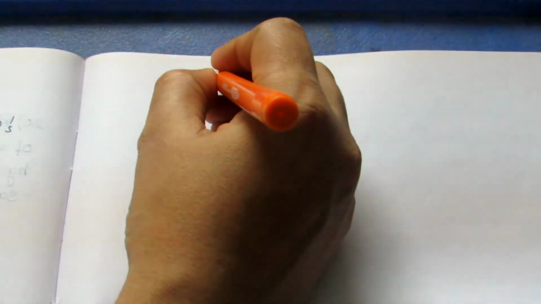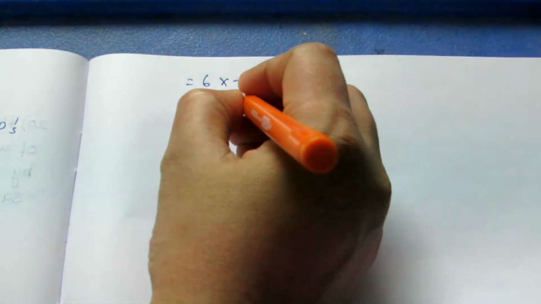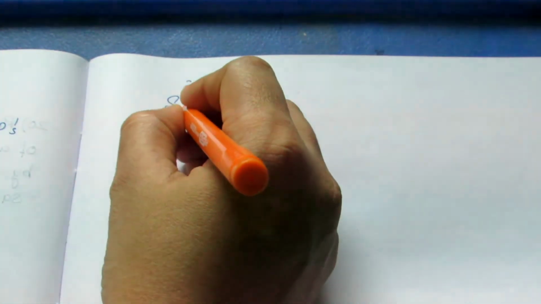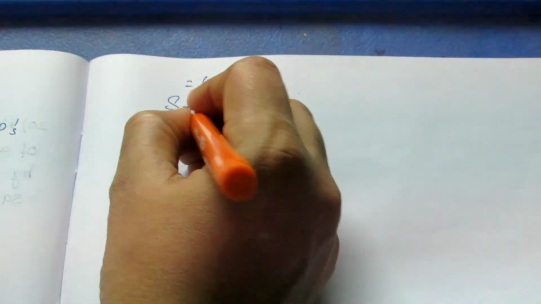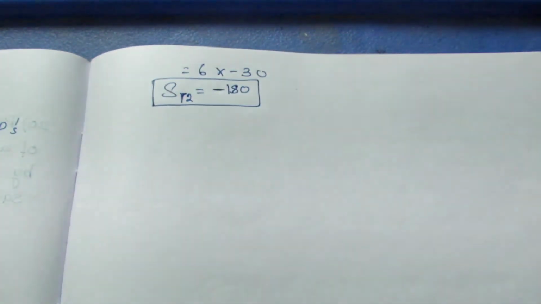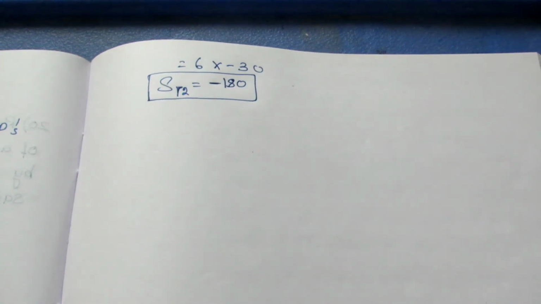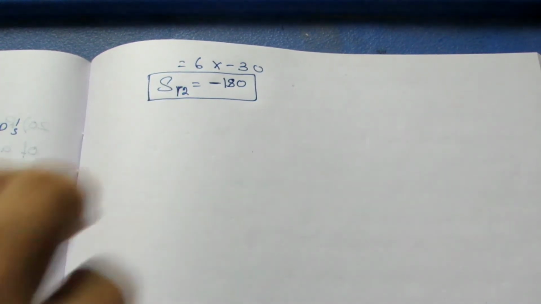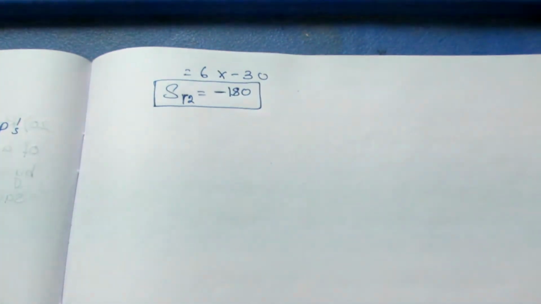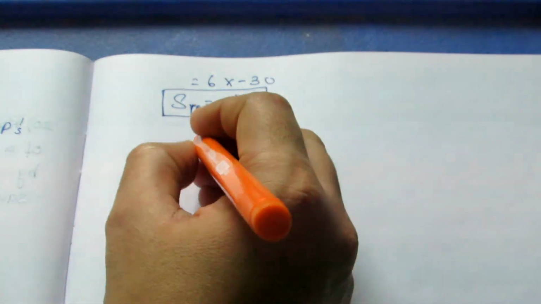Here minus 6 into minus 30, so your sum will be equal to minus 180. A sum can be minus 180, because people will have a doubt whether a minus sign will come for a sum. Yes, if we had minus 3 and minus 4, you will get a minus sign. So a sum can be negative. Only n cannot be negative, but sum or an can be negative.